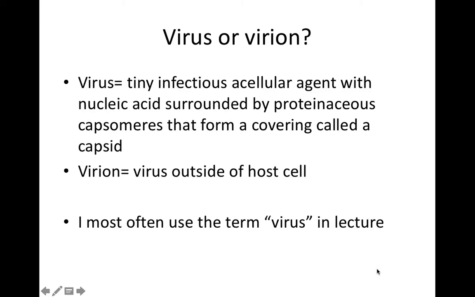So terminology, folks, you'll see two words used to refer to what I call viruses. So a virus and a virion. So I'll take the virion first. A virus outside of its host cell is officially called a virion. I never use the term virion. I always just use virus, right? But if I was being more precise, if I was talking about a virus inside the host cell, that would be the correct time for me to call it a virus.